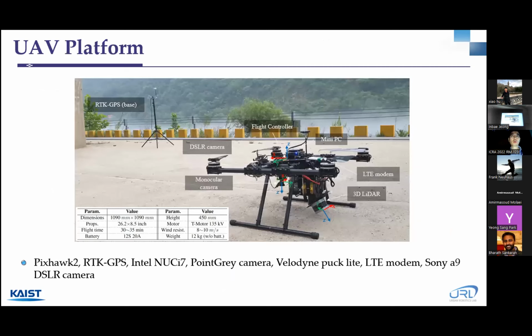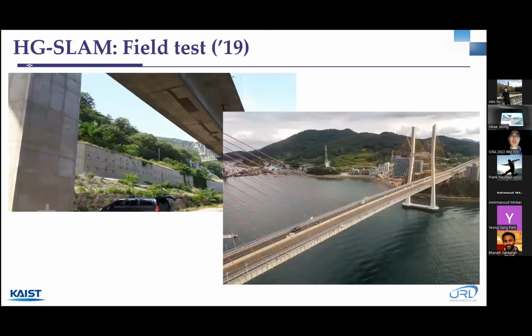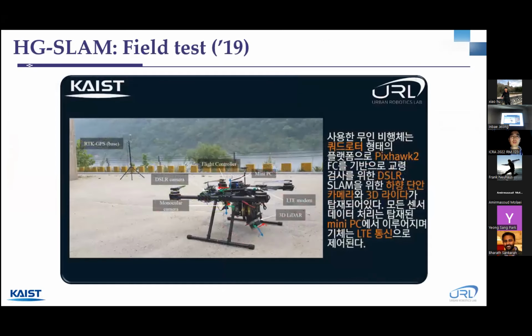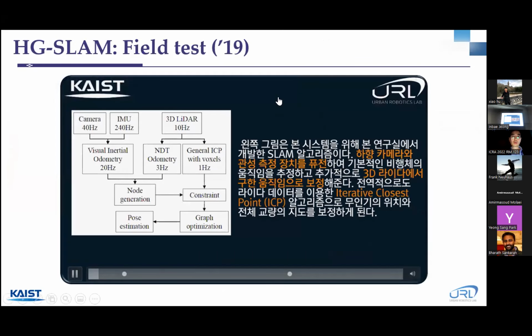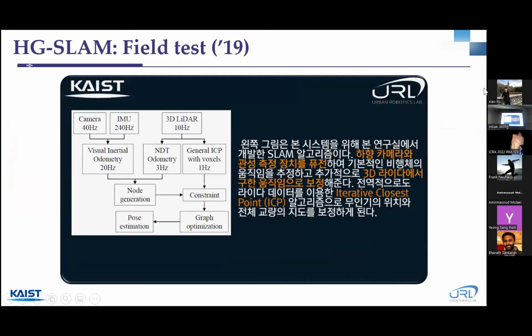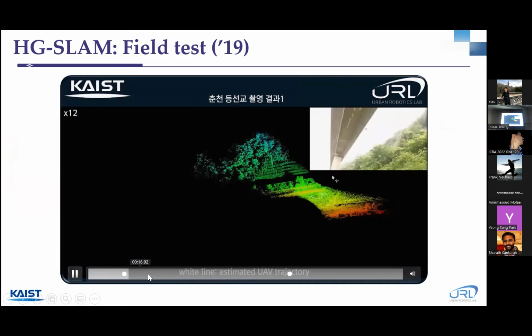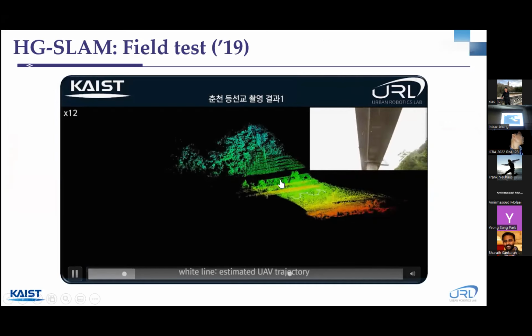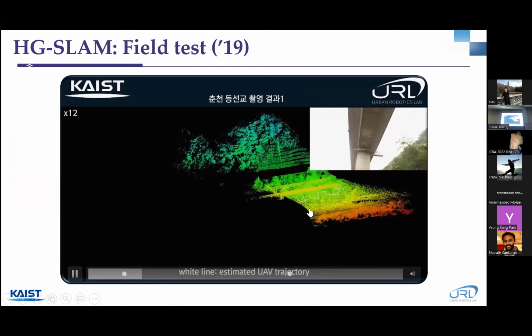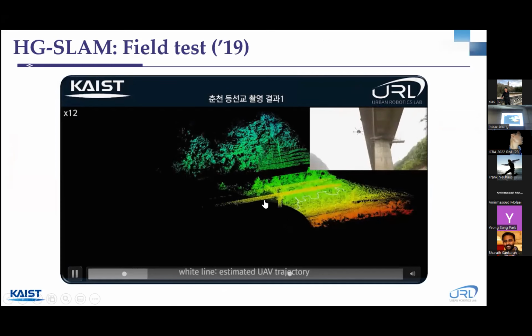This is the platform we are using. We incorporate the monocular camera with the 3D LiDAR, IMU, and a DSLR camera for high resolution images. We had a field test at 2 bridges in Korea. This is the first site. You can see we can build the 3D point cloud map as well as estimate each state.